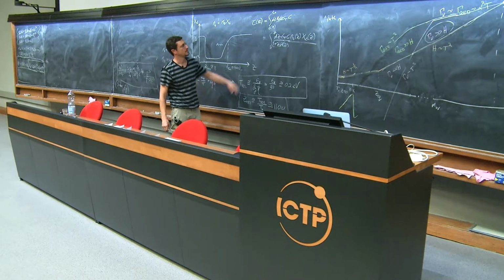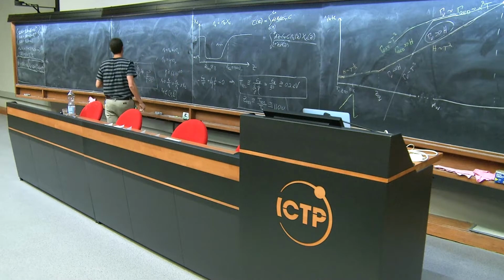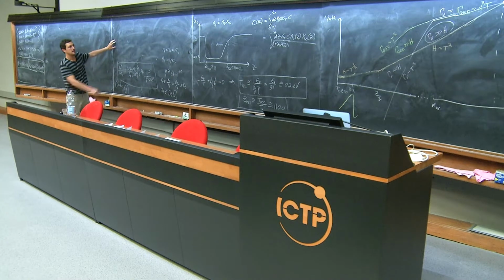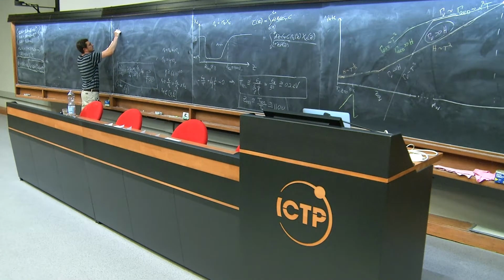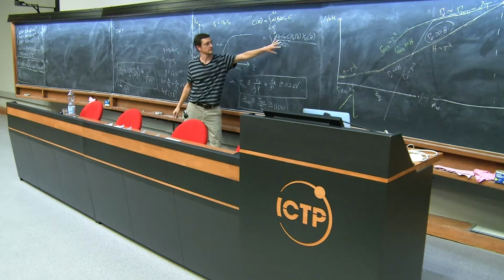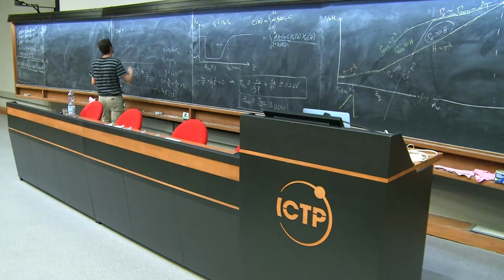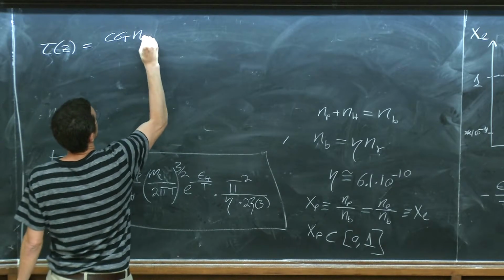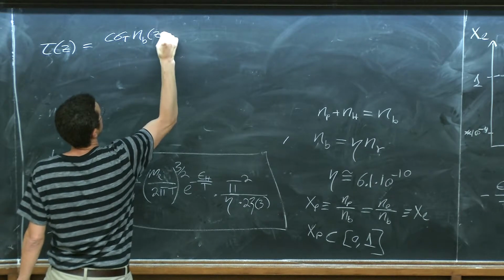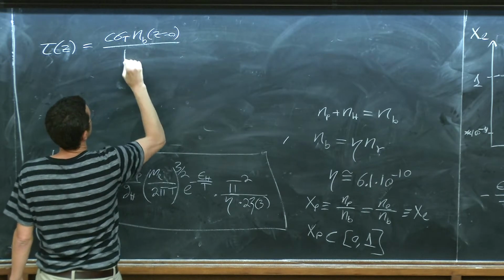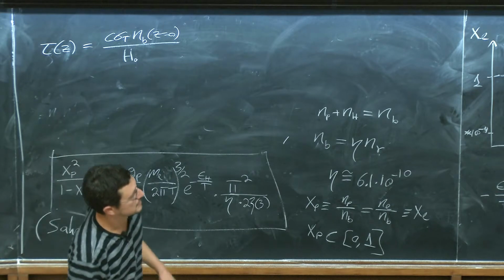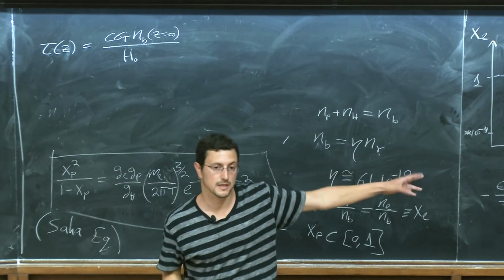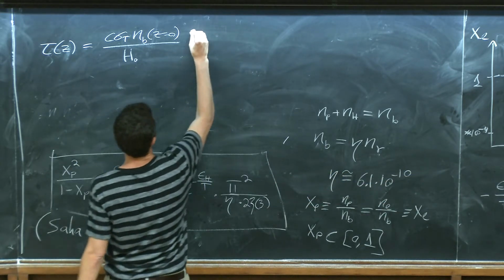So, well, I set it up here. I'll continue over there. So my tau of z, we can pull out some factors. We can pull out in particular c, sigma Thomson, the baryon density today, and the Hubble rate today. And all the rest in the integral is dimensionless.